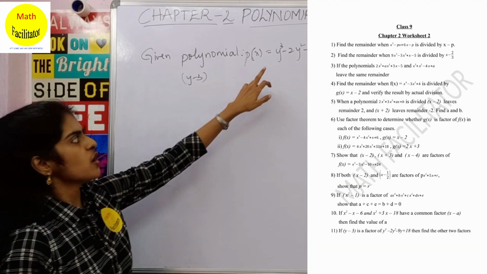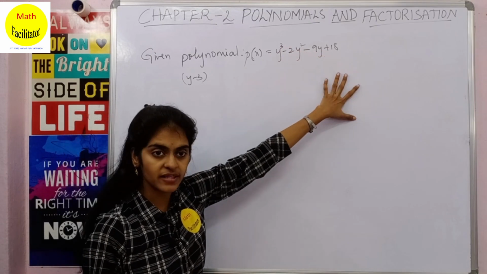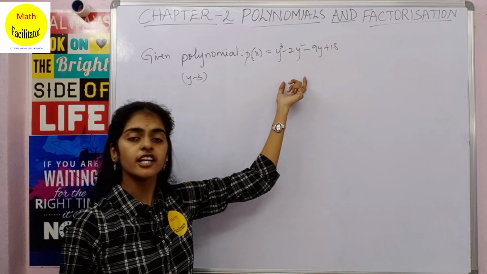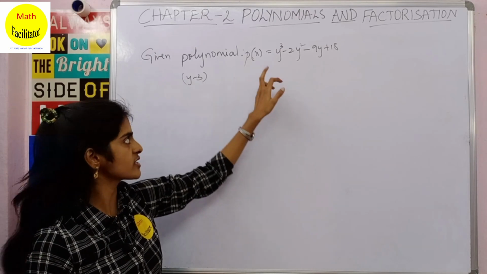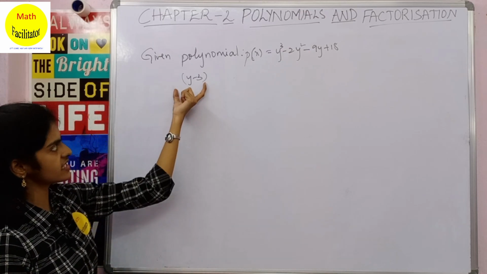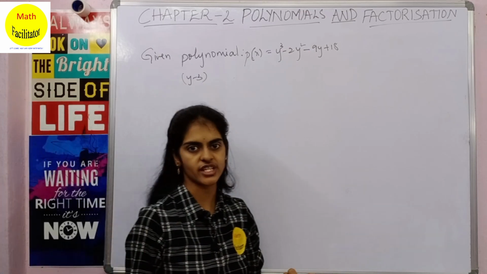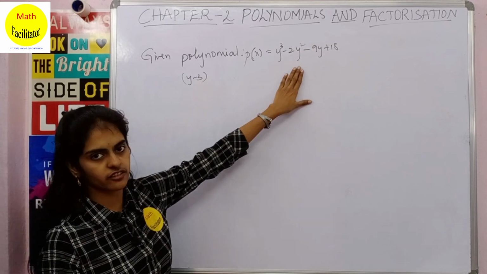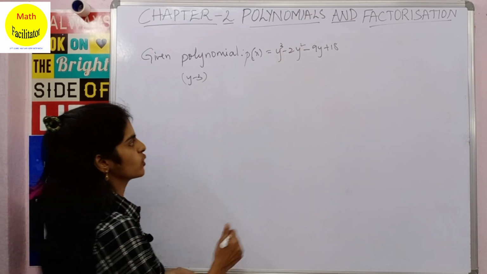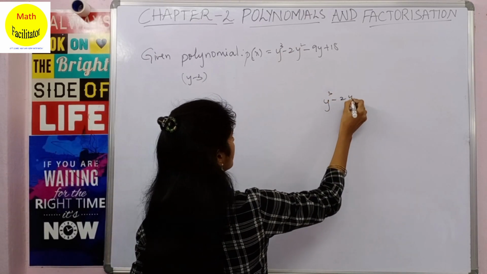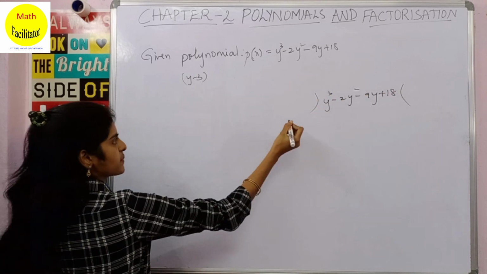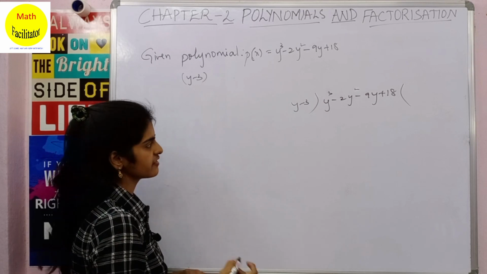Now you can see y cube minus 2y square minus 9y plus 18 is a polynomial and y minus 3 is one of the factors of this. So you have to find the other two factors. Now since it is a cubic polynomial, you have 3 factors, 3 solutions. Now this is one solution, you have to find the other 2 solutions. Since y minus 3 is a factor of this, let us firstly divide it so that you can reduce this polynomial. So y cube minus 2y square minus 9y plus 18, you will divide it by y minus 3. The same division process.